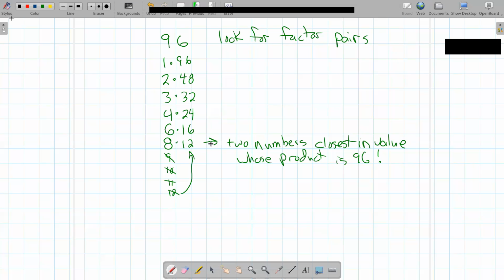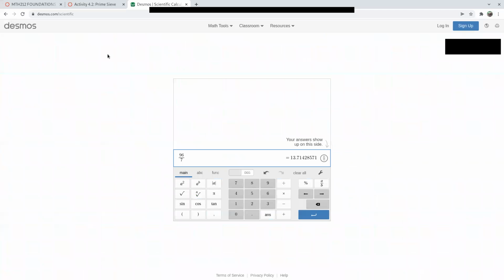So if you think about two numbers that are closest in value to get a specific number, that's kind of like saying a number times itself. That's as close as you get to get a particular number. So if a number squared is 96, then the number I want is the square root. And it turns out this is a trick that kind of tells us when to stop. So I'm just going to ask the calculator, what's the square root of 96?